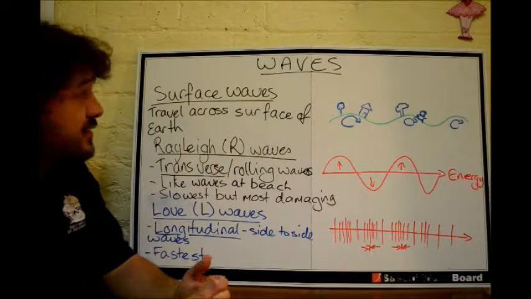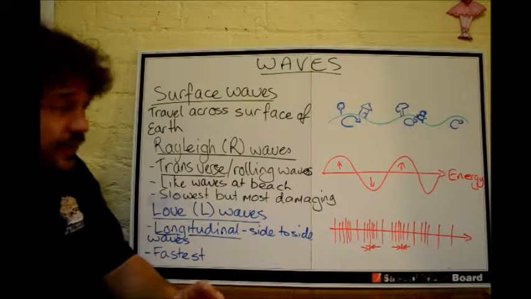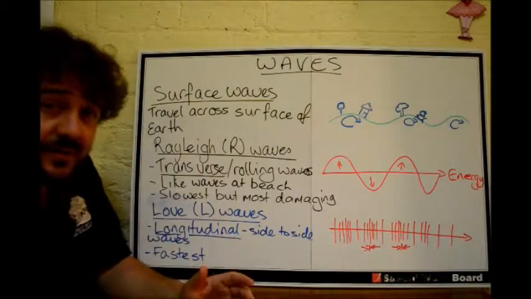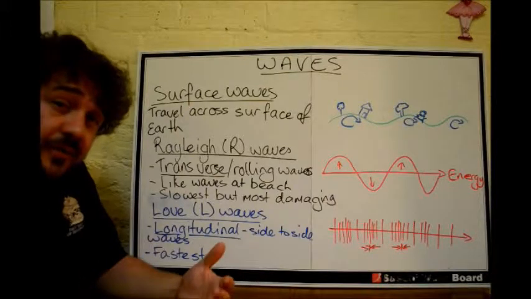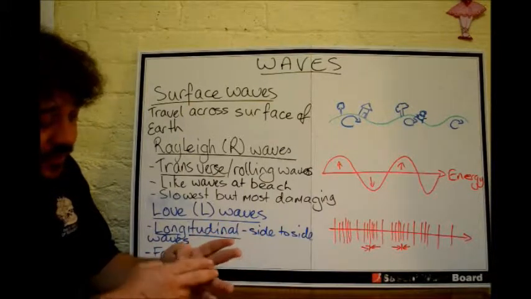Alright, geologists, so part 2 of earthquakes. Now, we're going to talk about waves, alright? We're going to talk about 2 types of waves, or actually 4 types of waves, but they can be split into 2 separate categories.